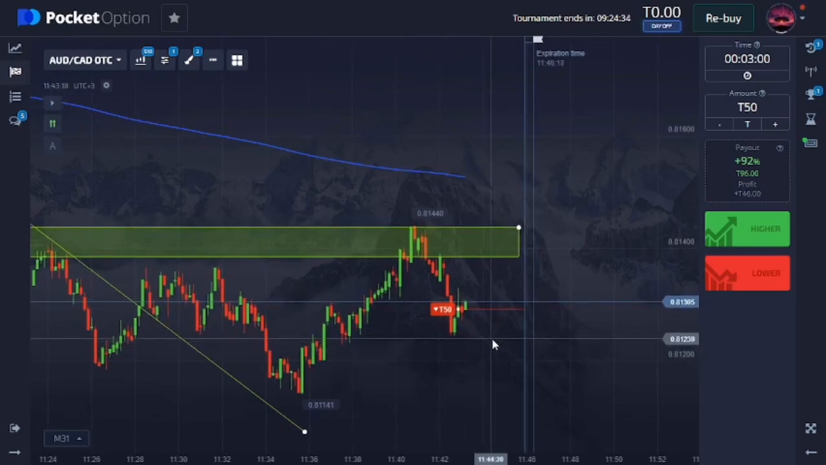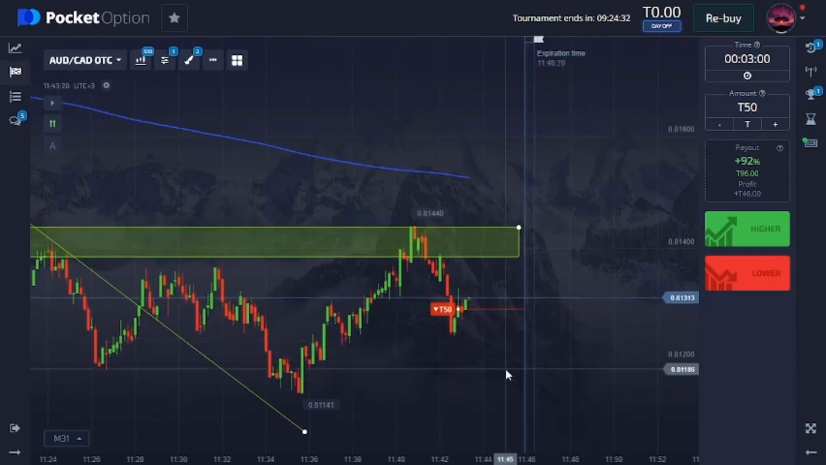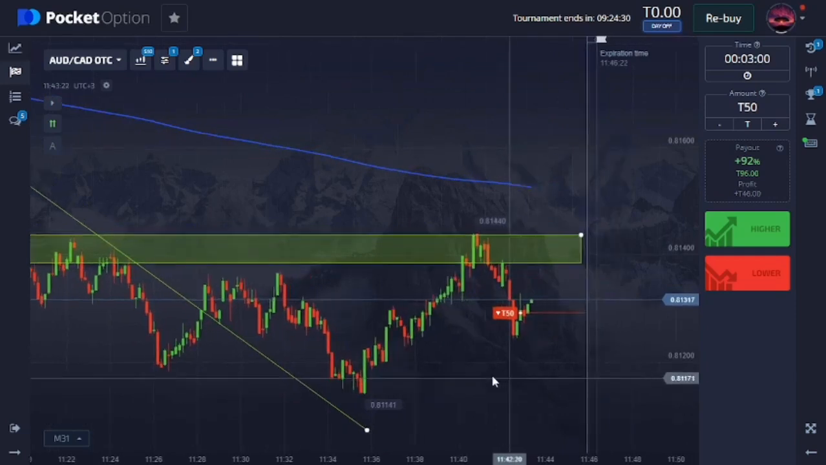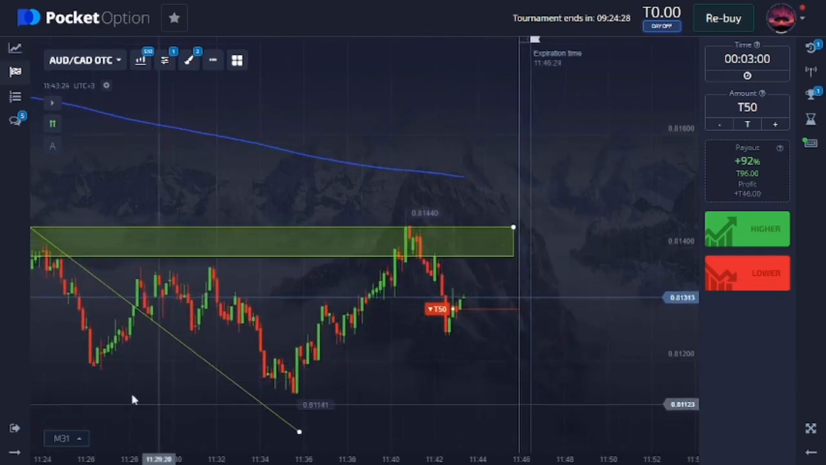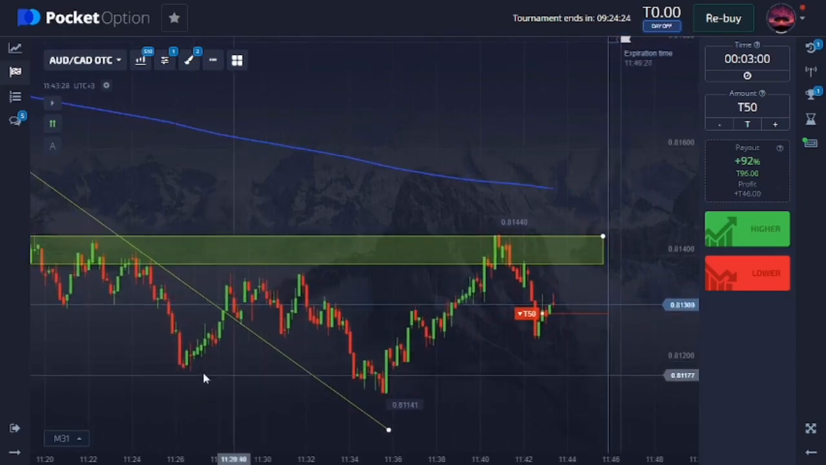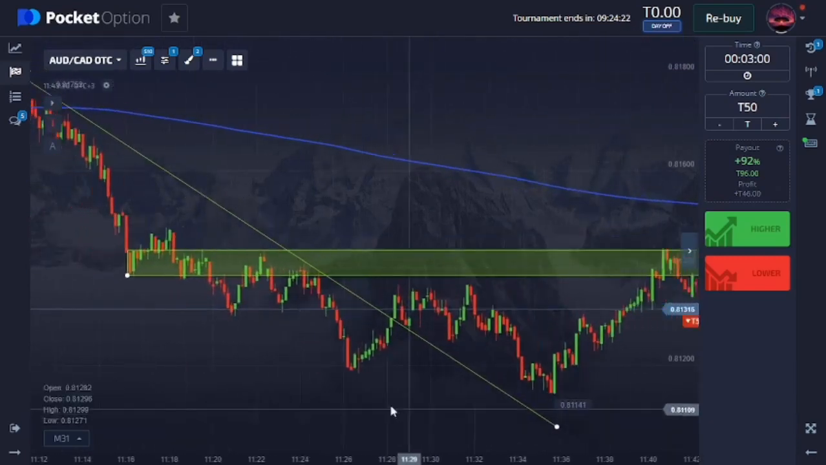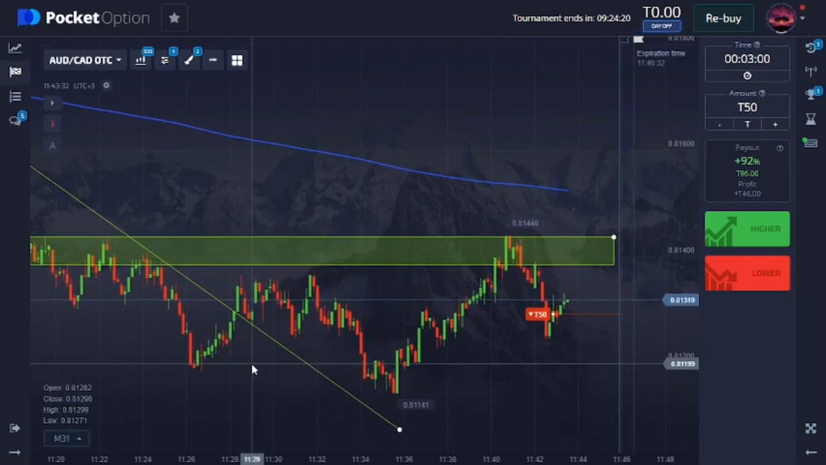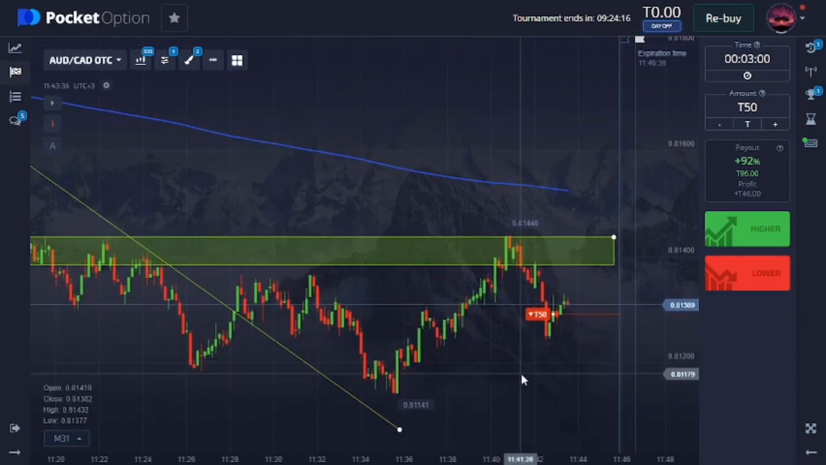It is 3 minutes, so I will expect it to trade down. If that doesn't happen, then it's okay. If my assumption is wrong, then let's see what happens.